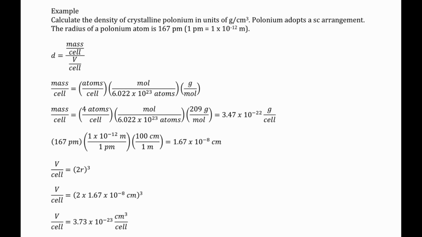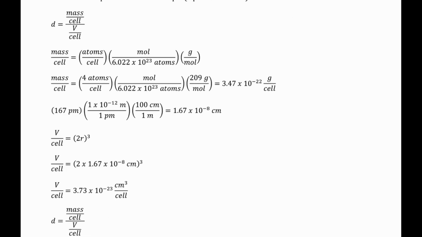Alrighty, so now we're ready to get the volume per cell. Volume per cell for simple cubic is 2r cubed. So we put in 2 times 1.67 times 10 to the minus 8 centimeters cubed, and we get the volume per cell to be 3.73 times 10 to the minus 23 cubic centimeters per cell.